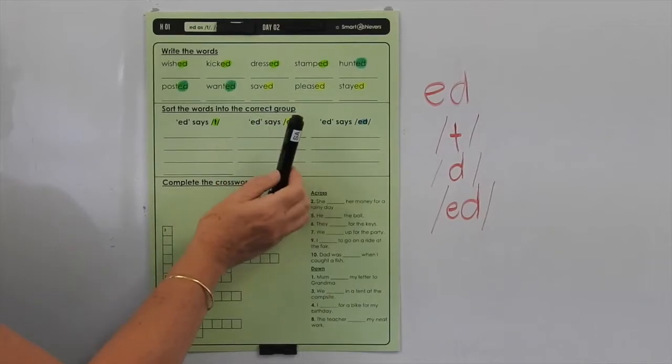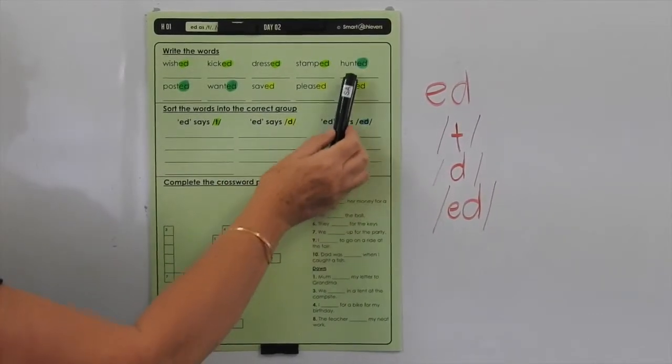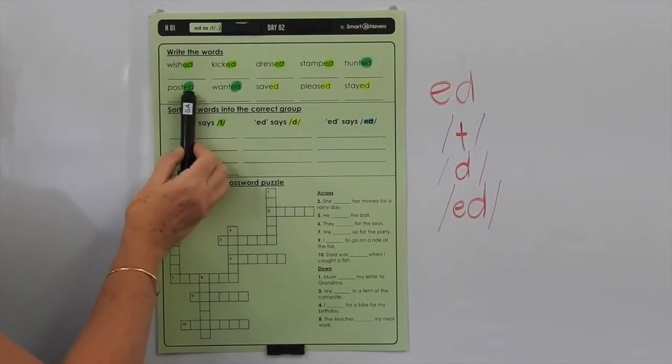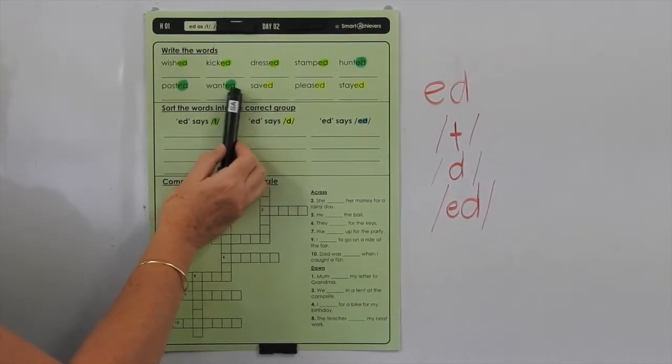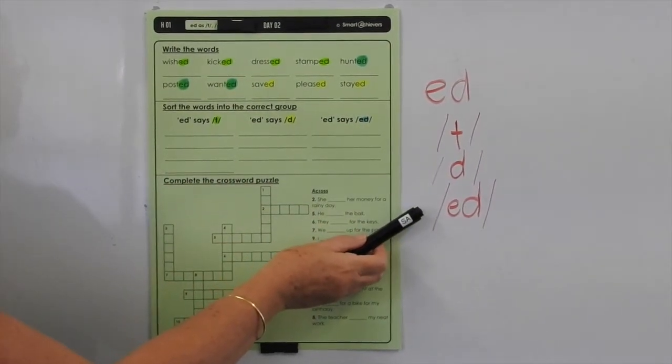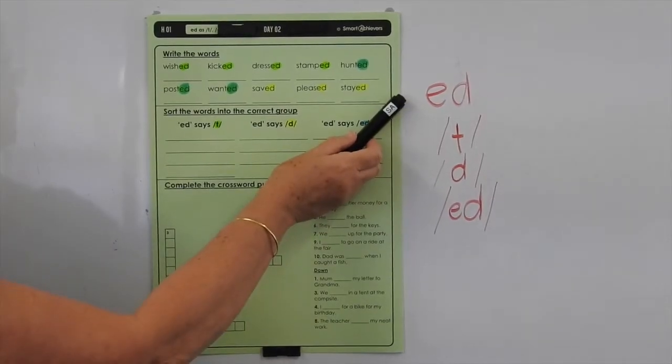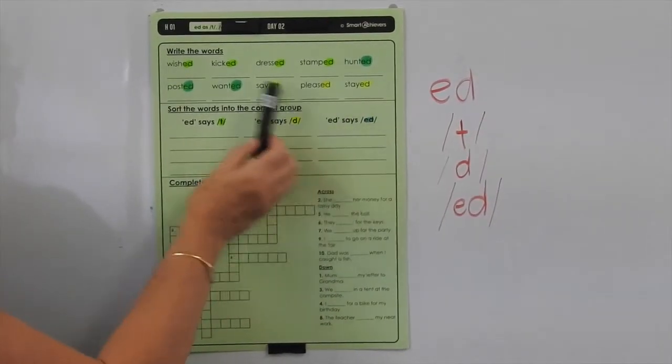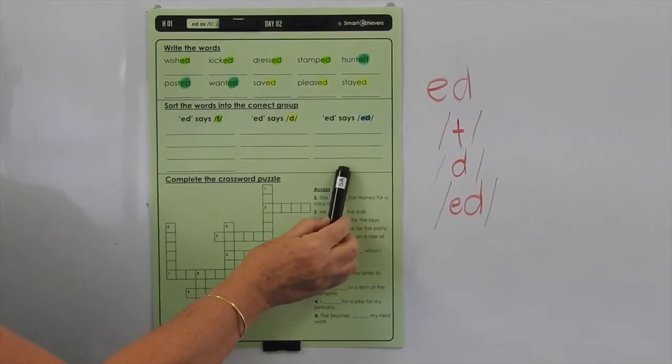Now the next lot, we're going to do blue. So we've got hunted, posted, wanted, and this is where we're hearing the ud at the end of a word, and we know to write ed. And then at the end, you're going to write those words here.